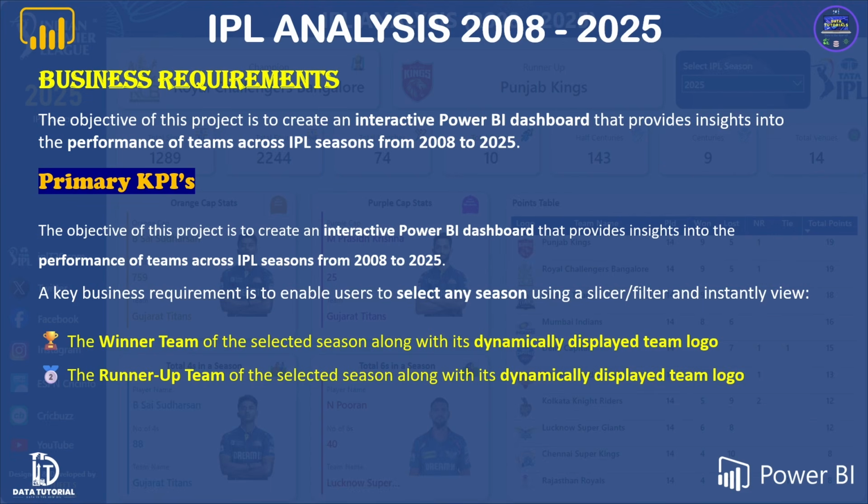Whenever a season winner is CSK, Chennai Super Kings, or Mumbai Indians, their logo should be displayed and it should be dynamically changing. The same way you have to do it for the runner-up team as well. So who was the runner-up team? That way you have to do it for that particular team as well, and the dynamic logo also should be for that.